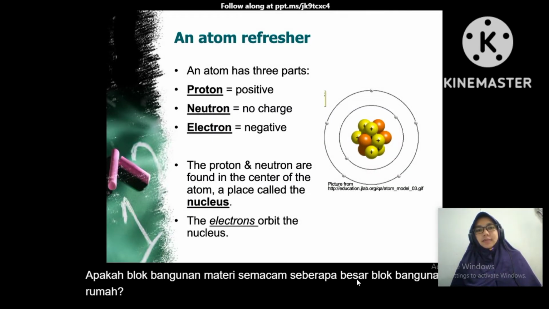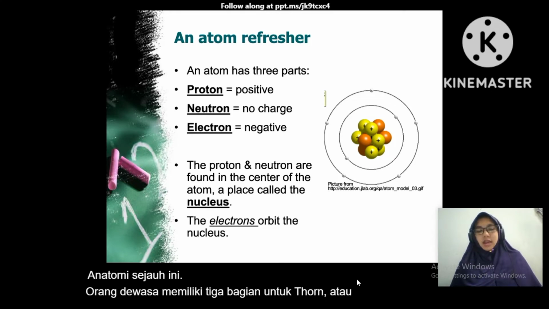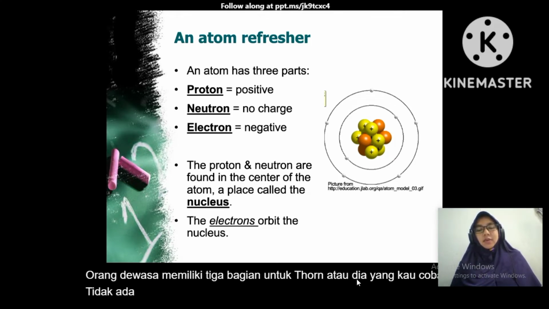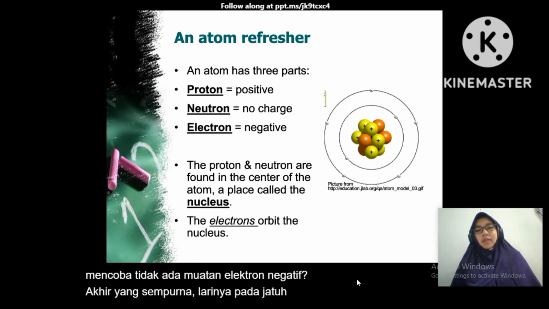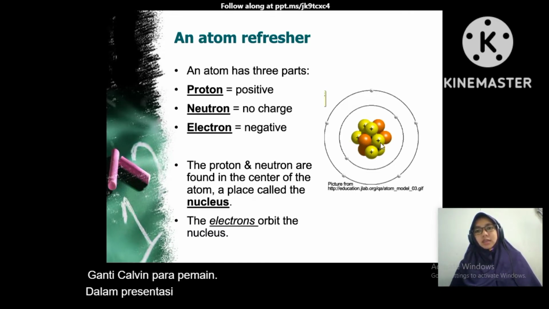An atom has three parts: proton, positive; neutron, no charge; electron, negative. The proton and neutron are found in the center of the atom, a place called the nucleus. In this presentation, you can see this nucleus. The electron orbits the nucleus.